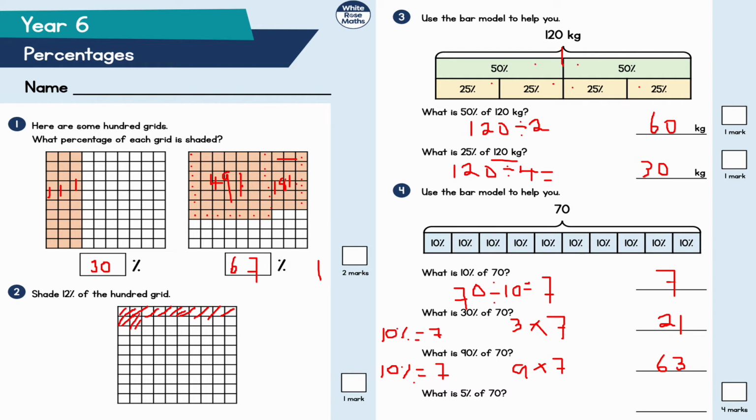This is the last part of the question. What is 5% of 70? Well, 5% is just half of 10%. So if 10% is 7, a half of 7 will give me what 5% is, which is equal to 3.5.